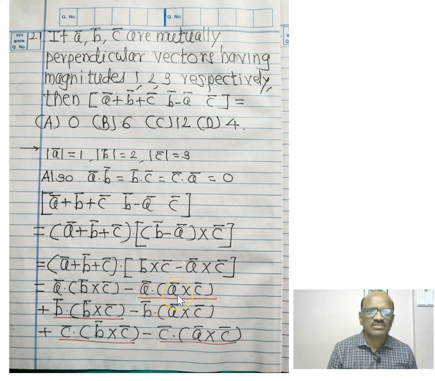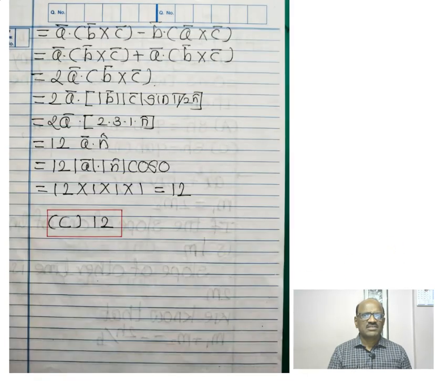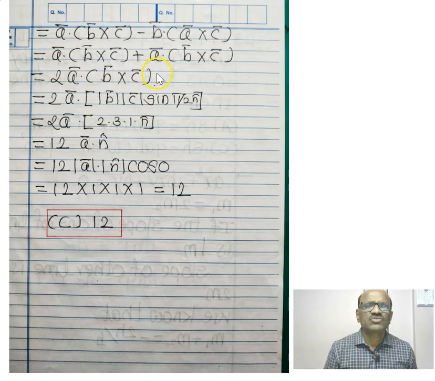This A is common. Therefore, in a determinant, if any two rows or two columns are identical, then the value of the determinant is 0. This becomes 0. This becomes 0. This and this become 0. Now what's happening here? There is A bar dot in bracket B bar cross C bar minus B bar dot in bracket A bar cross C bar. Now see this. These two terms are remaining.